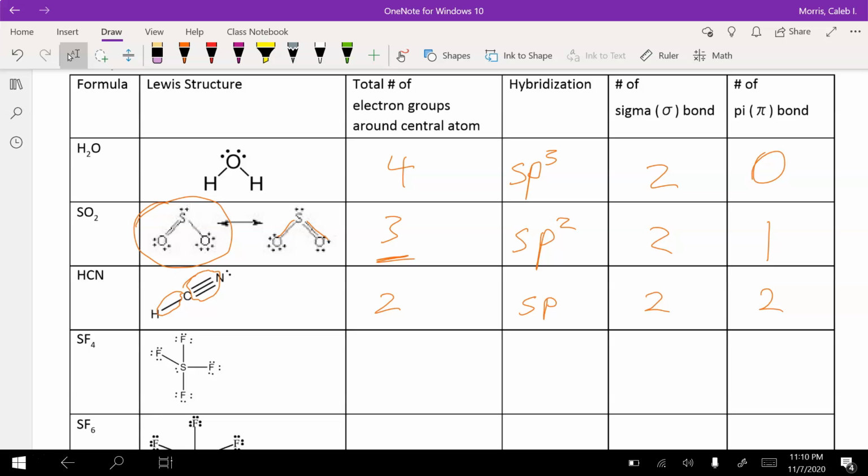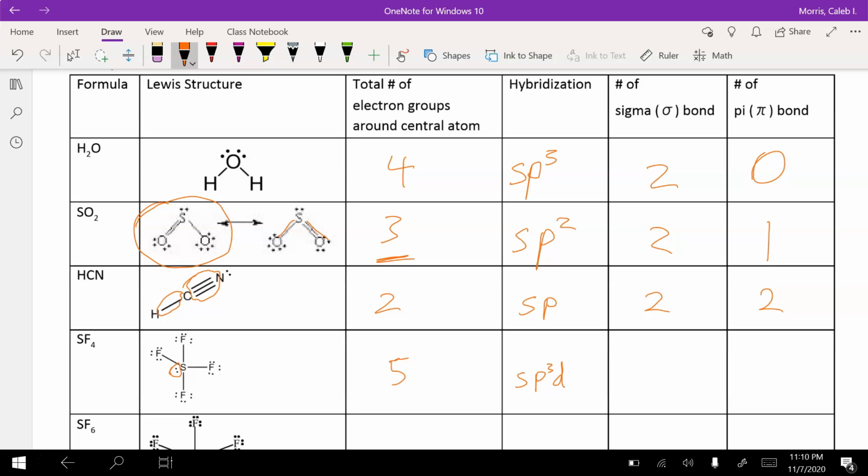All right, let's look at SF4. Well, I have 4 bonds, and then I've got this lone pair right here. So 4, that makes 5 electron groups around the central atom. If I have 5 electron groups, that means I've got S, that's the first one. P can only have 3, because we have 3 orbitals in the p sublevel. So sp3 gets us to 4. I need one more, so that's going to be sp3d.